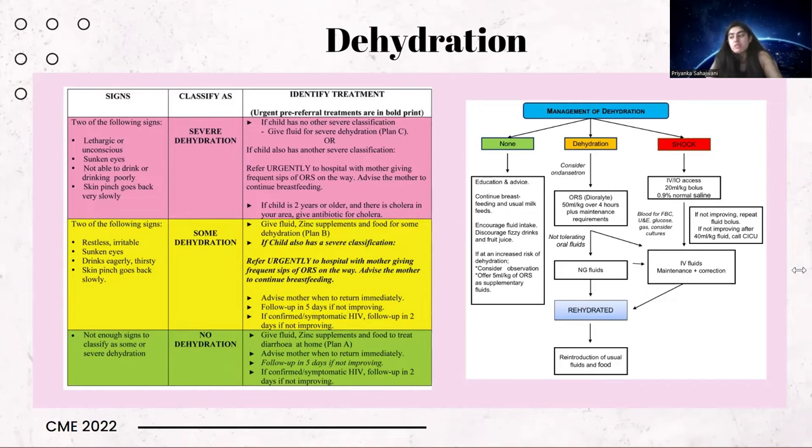If you have infants, then you will advise the mother to continue breastfeeding. And if they are on supplemental feeds, you will tell them to give ORS as their supplemental feed. ORS is their supplemental feed.